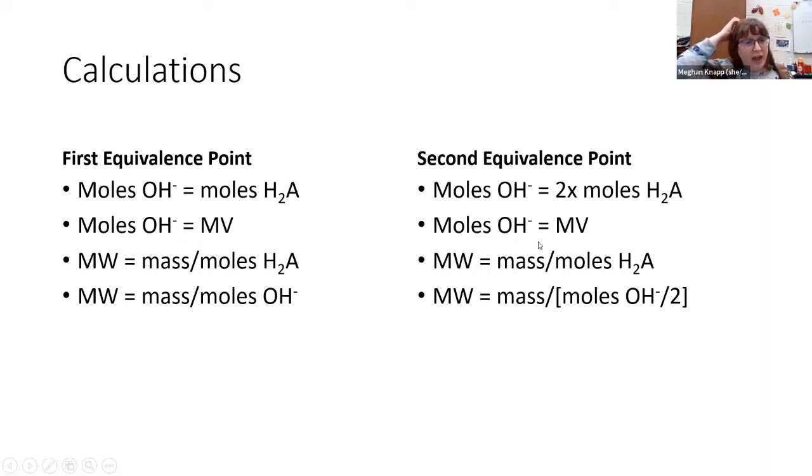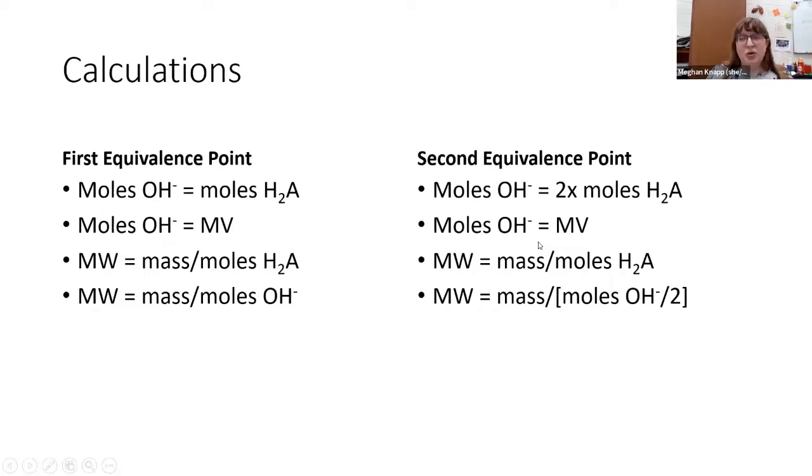All right, so at the first equivalence point, all of what we said about a monoprotic acid is true. The moles of OH is equal to the moles of the acid. And we can find the moles of OH by doing the molarity of the NaOH times the volume that we've added, the volume from the burette. And then if we wanted to find the molar weight, as we are in this lab, we just take the mass that we measured out, divided by the moles of the acid, which is equal to the moles of the OH. So we just take mass divided by moles.